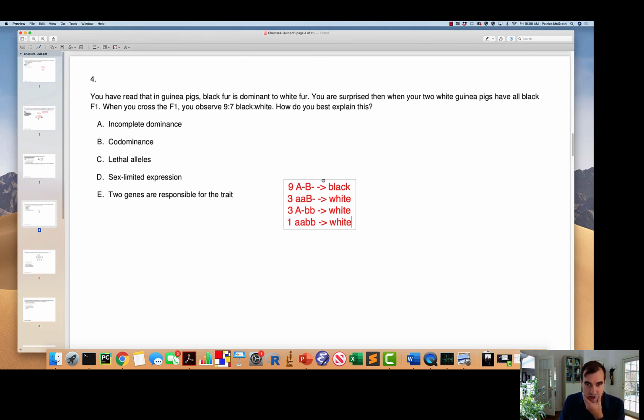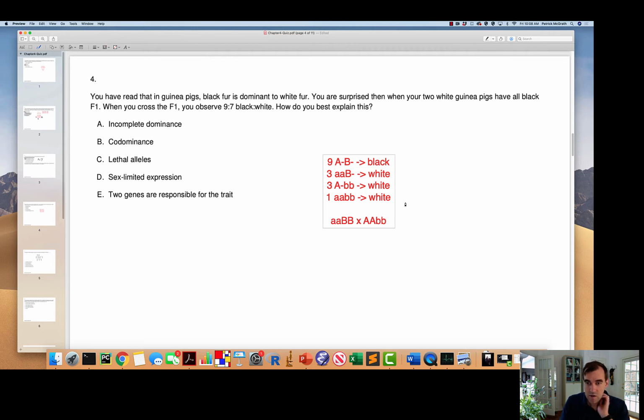So does this explanation answer the question? You're surprised when 2 white guinea pigs have all black F1. So is this possible? Yes, this is possible if a white individual with the following genotype is crossed with a white individual with the following genotype, then we know these offspring will have this genotype. So they'll be heterozygous, and if we look at this table up here, this would be black. And then if we intercross, this is an intercross between heterozygotes, then we would get the standard 9 to 7 relationship.